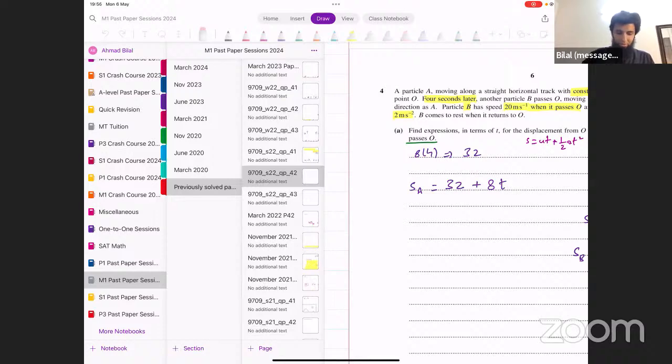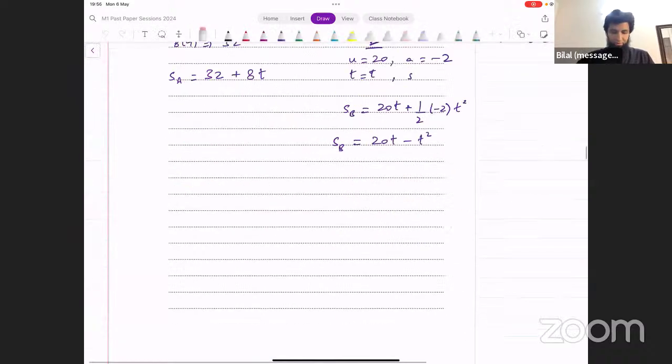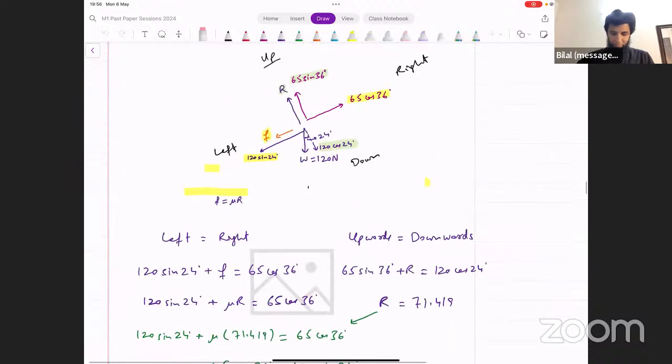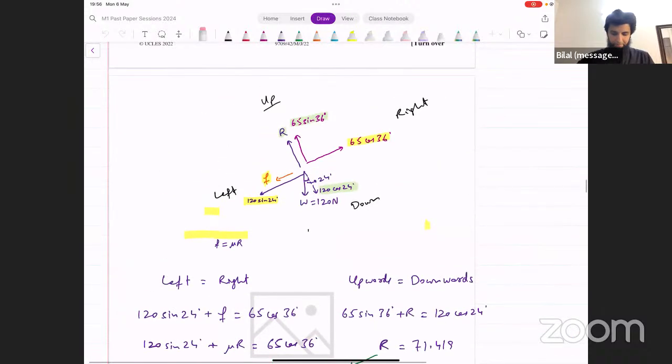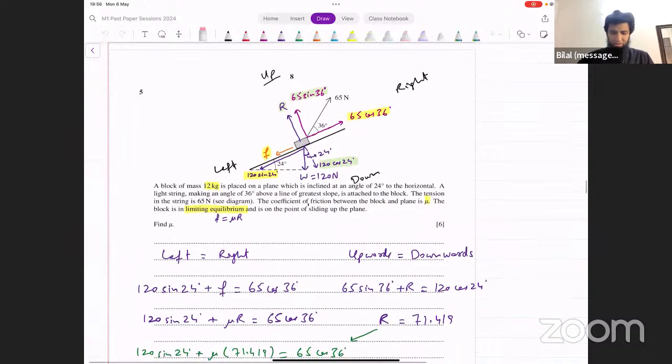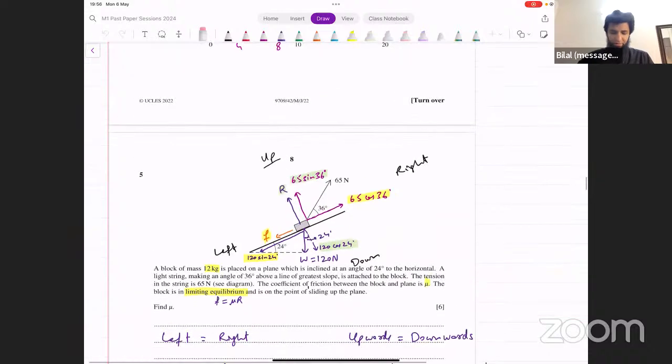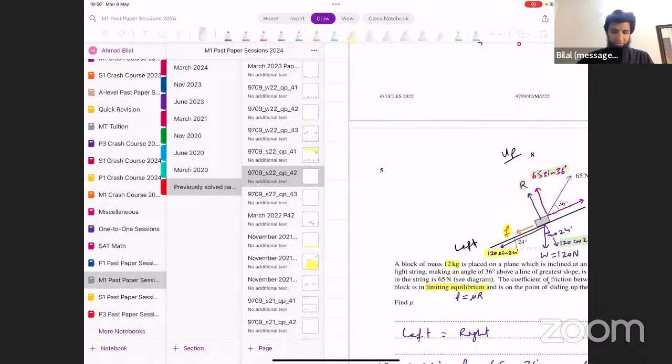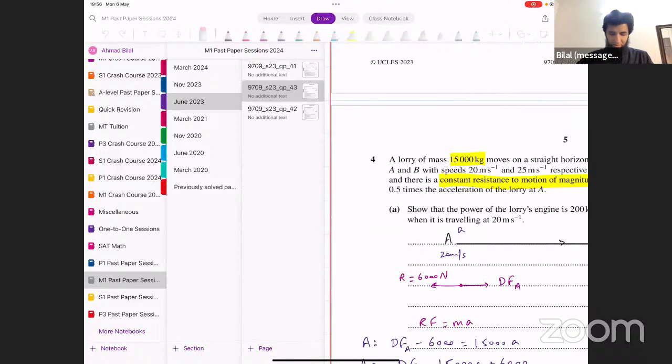So it's question number 5. Sorry about this. Question number 5? Okay. In this case, they already tell you it's limiting equilibrium. And the paper is summer 23. Okay, summer 23. Okay. 4-2. Yes, sir.